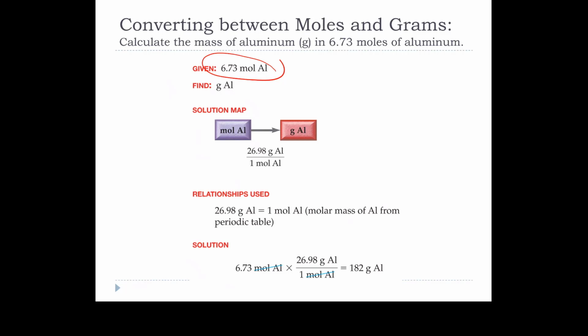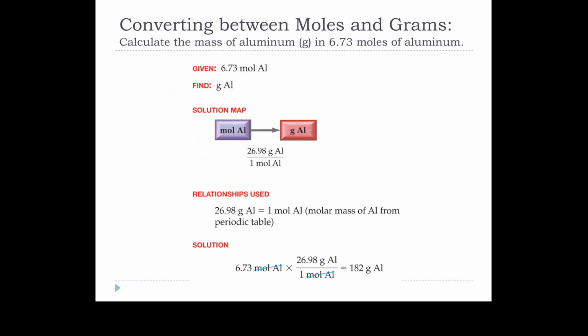Go to the periodic table, find aluminum. Aluminum is number what on the periodic table? It's number 13. The other number that's there is 26.98. What that means is there's 26.98 grams of aluminum in 1 mole of aluminum. That is our conversion factor, the relationship that we use. In this case, we're going to write it with grams on top, moles on bottom, so that moles will cancel. And we can convert to grams.